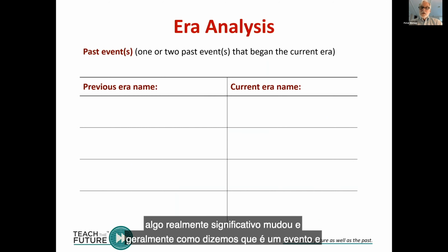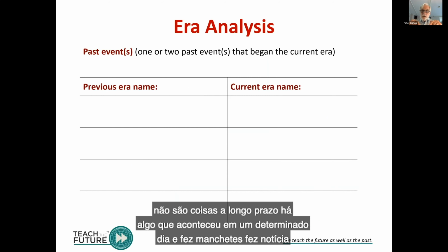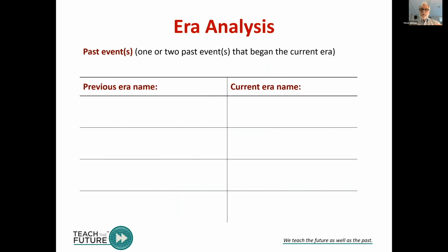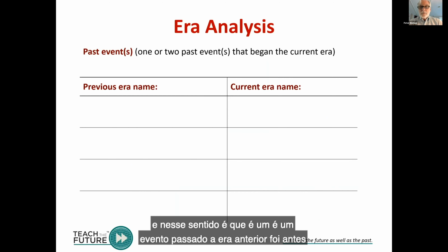And usually, as we say, it's an event. And events always appear in the newspaper or on the cable news channels. These are not long-term things. There's something that happened on a particular day and it made headlines. It made news. And in that sense, it's a past event. The previous era was before the event, and the current era now is after the event.